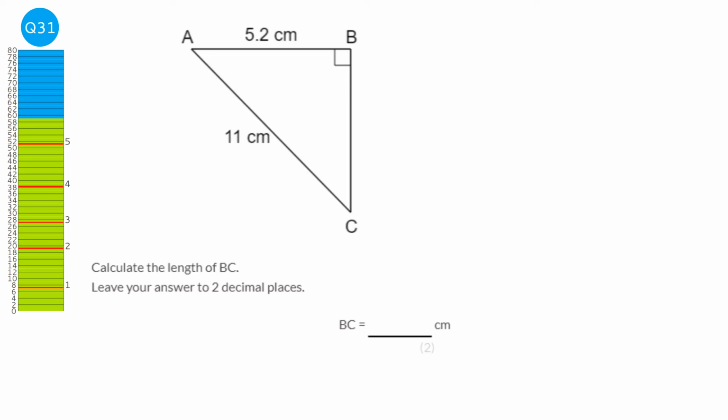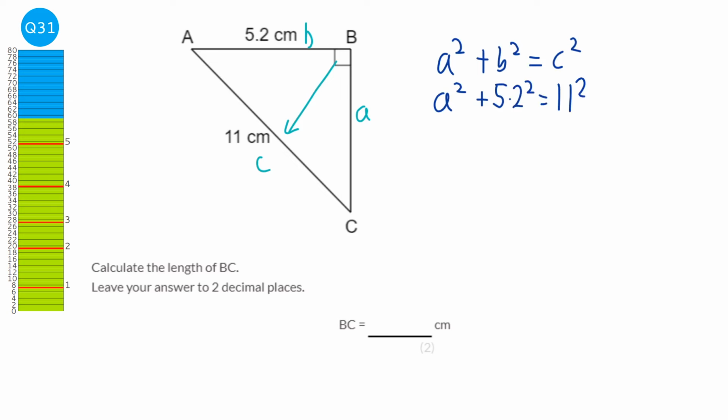So in this question, we've got a right angle triangle, and we're asked for length BC, and we're given the other 2 lengths. It's going to be Pythagoras. For Pythagoras, I just label the sides A, B, and C, but C must be the one opposite the right angle. Pythagoras says that a squared plus b squared is equal to c squared. We don't know what a is, but we know b is 5.2, and we know c is 11. So when we do that, we get a squared plus 27.04 equals 121, and we just solve.